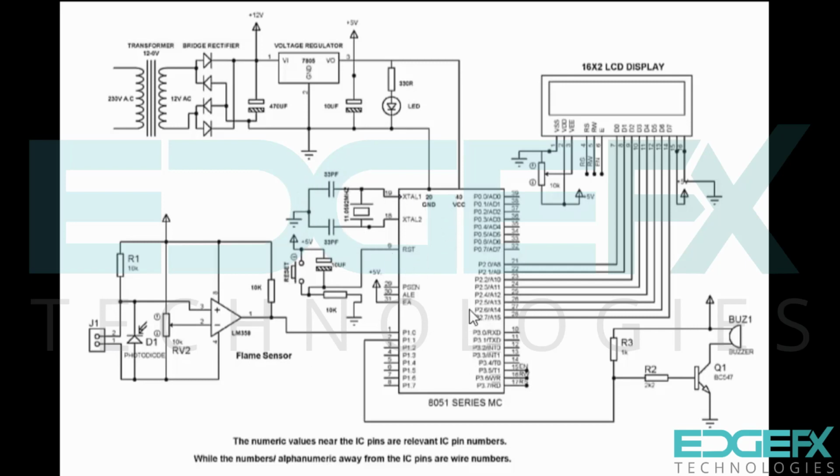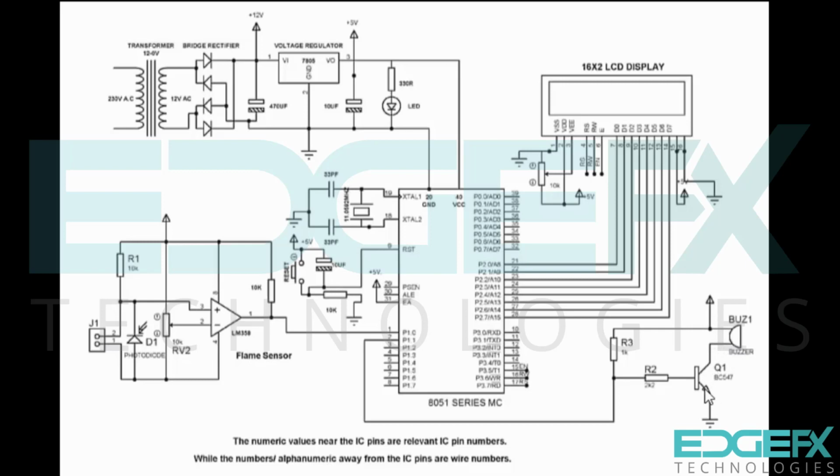Here we have the microcontroller with its standard circuit, crystal circuit and reset circuit. To the microcontroller, inputs are coming from the flame sensor, and the outputs are a 16 by 2 LCD and a buzzer. The LCD will work directly from the program. The buzzer is controlled from the microcontroller through this NPN type transistor.